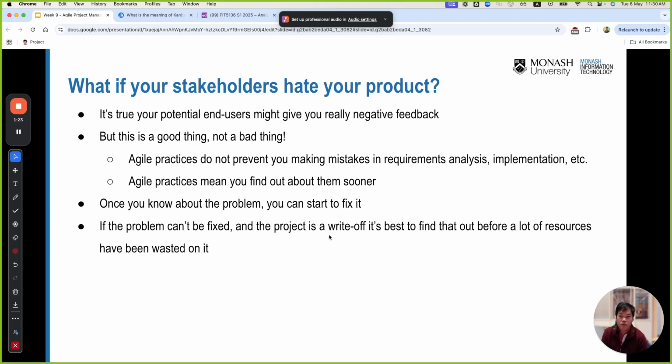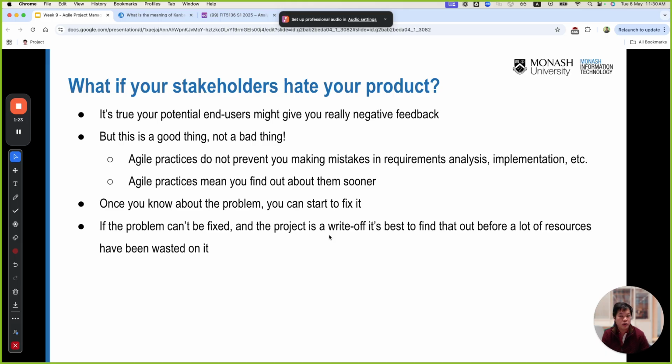Okay. So what if your stakeholders hate your product, right? It is also possible. They might say, hey, what is that? What did you implement here? Sometimes it could happen in the real world. We are human, and they can provide negative feedback, like, no, that's not good, that kind of thing, okay?